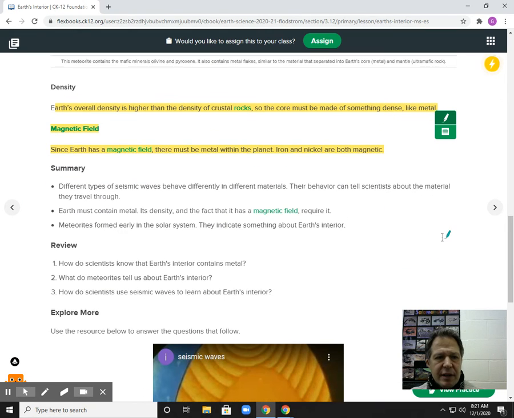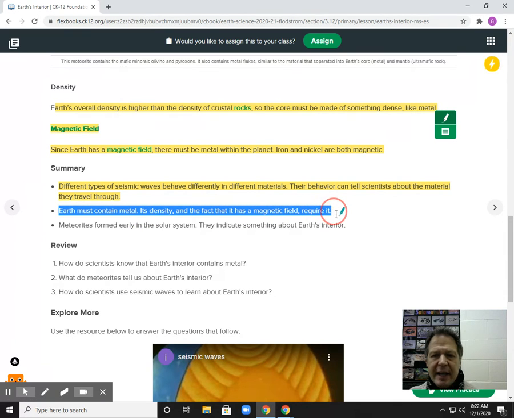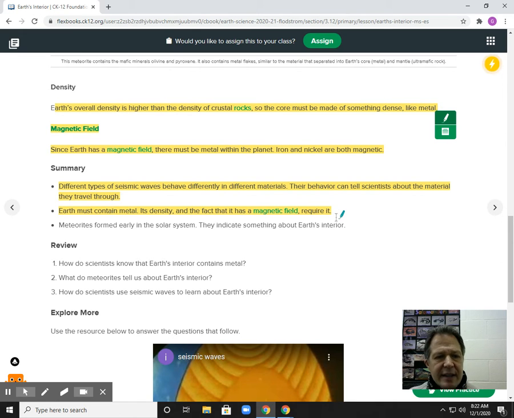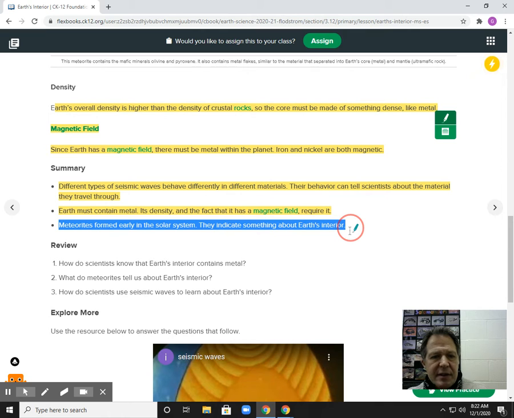So in summary for this unit, different types of seismic waves, those are the waves released during earthquakes, behave differently in different materials. Their behavior can tell scientists about the material through which they travel. Earth must contain metal; its density and the fact that it has a magnetic field require that. So they know that inside the Earth there must be some metal portion because the density is more than rock. And in order to have a magnetic field, you need magnetic metals such as iron and nickel. And since meteorites formed early in the solar system, they indicate something about our Earth's interior.